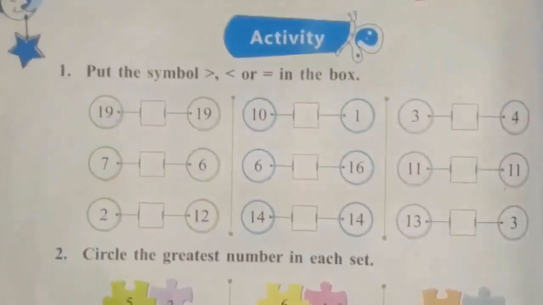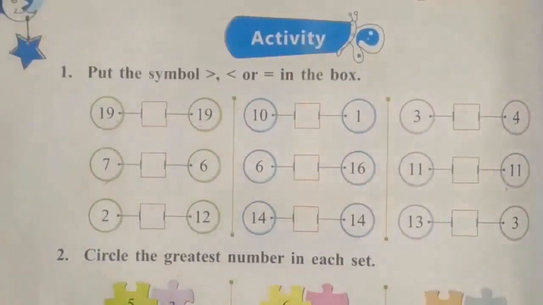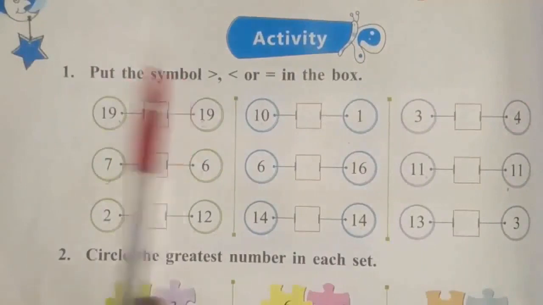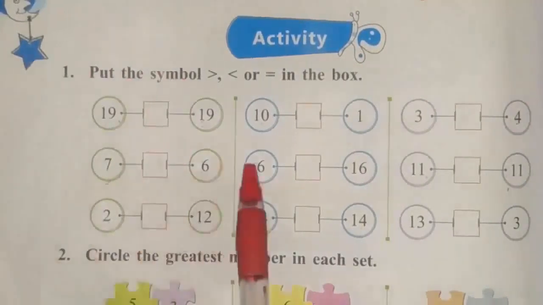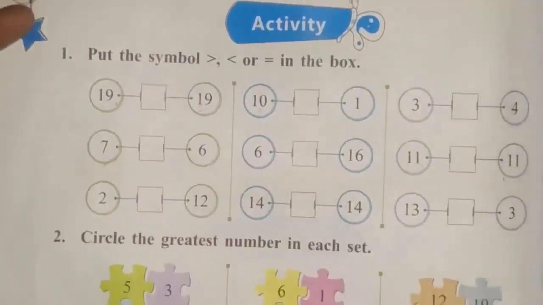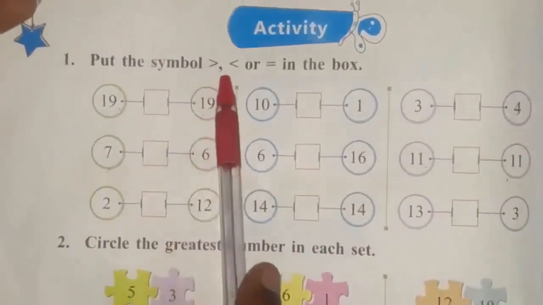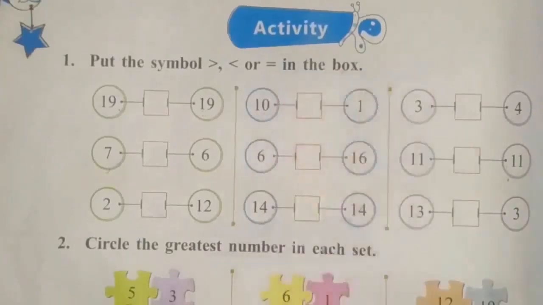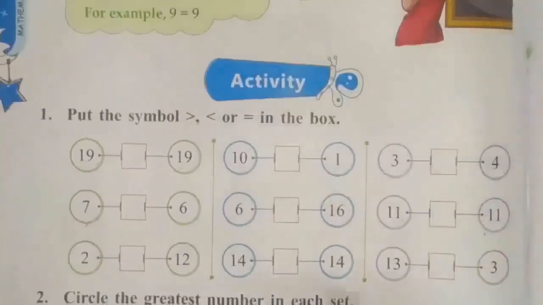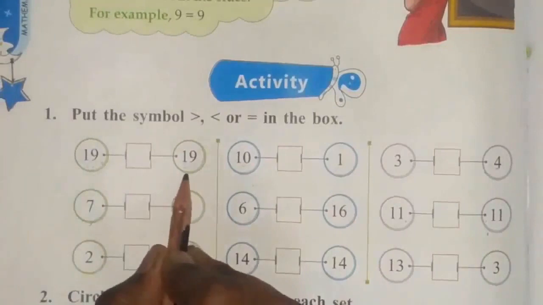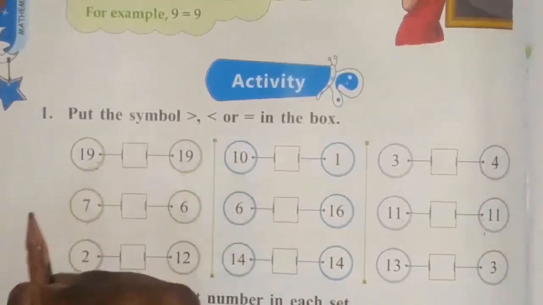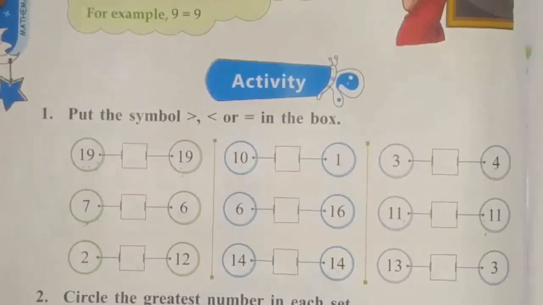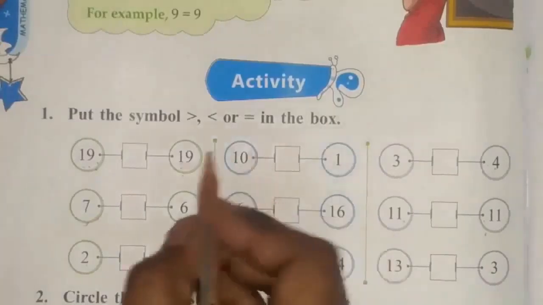Put the symbol. Greater than, less than, or equal to in the box. The first one is 19 and 19. Both side numbers are equal. For equal numbers, we fill the symbol of equal to.